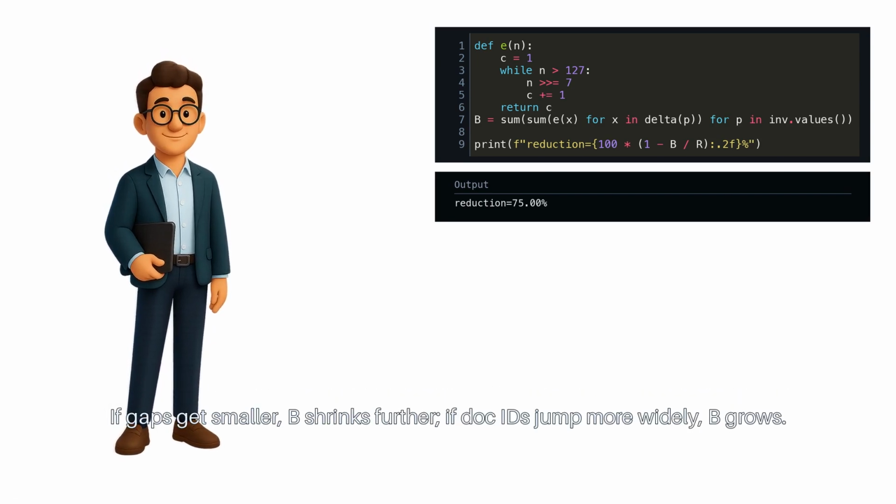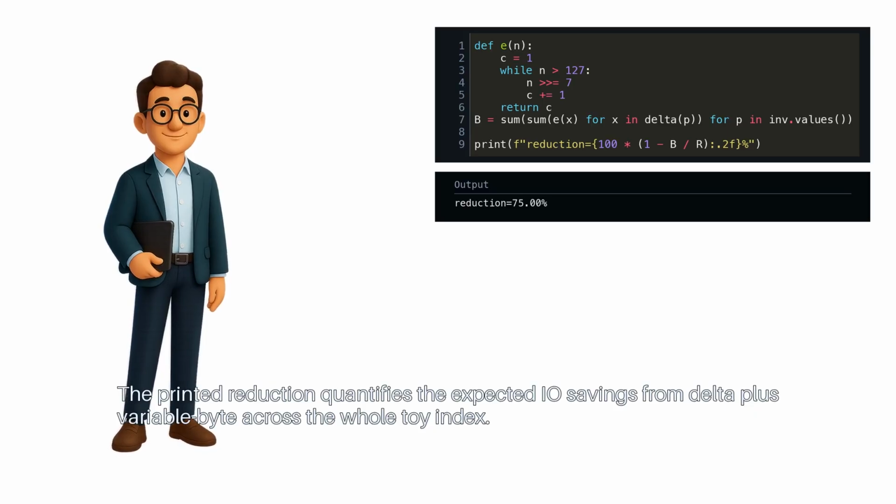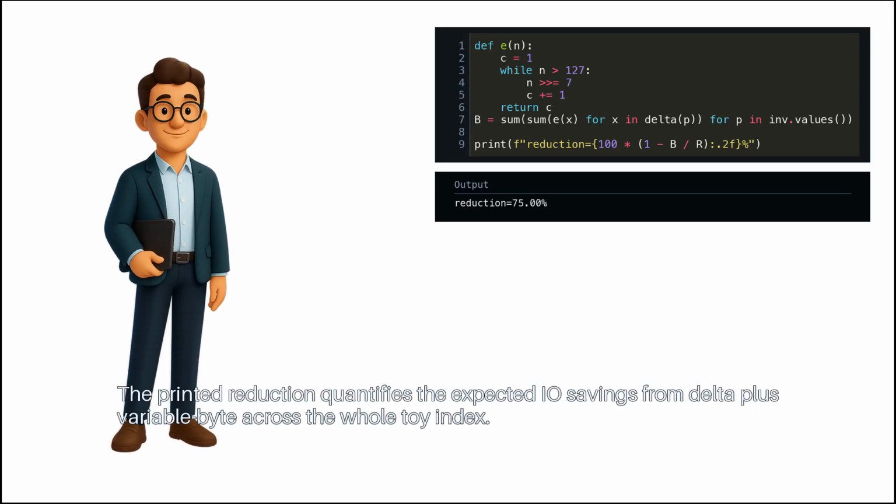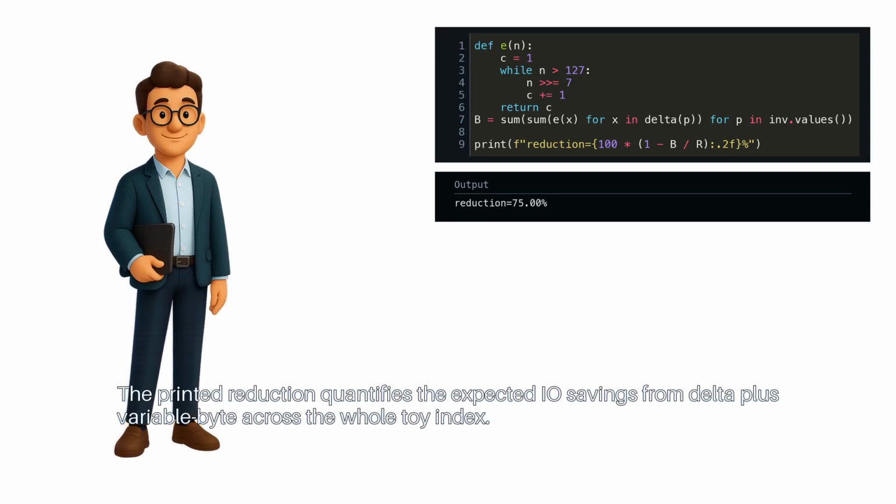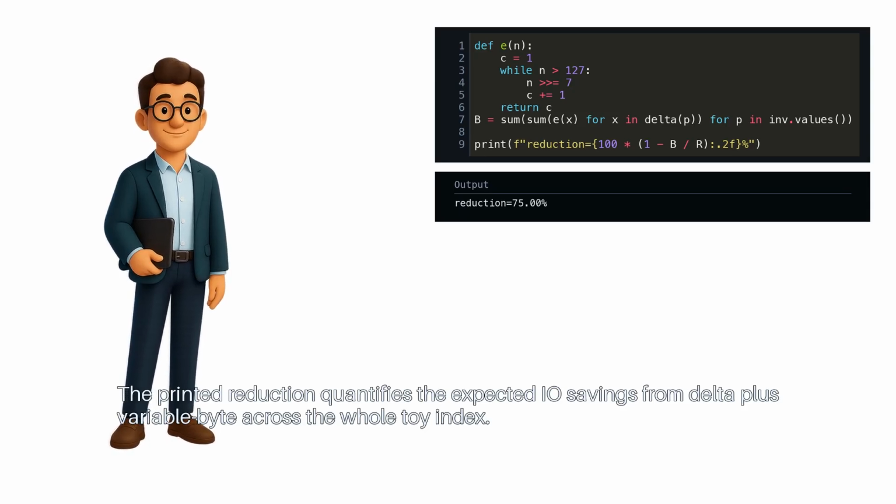If gaps get smaller, B shrinks further. If doc IDs jump more widely, B grows. The printed reduction quantifies the expected I/O savings from delta plus variable-byte across the whole toy index.